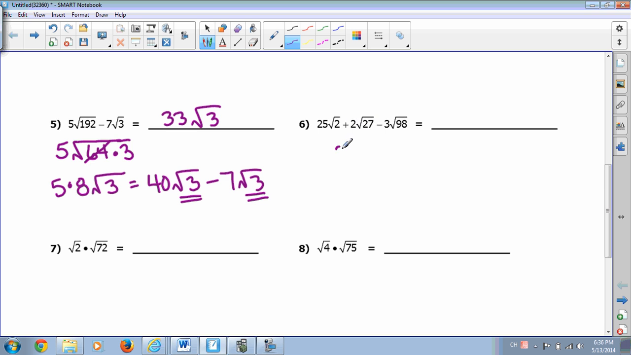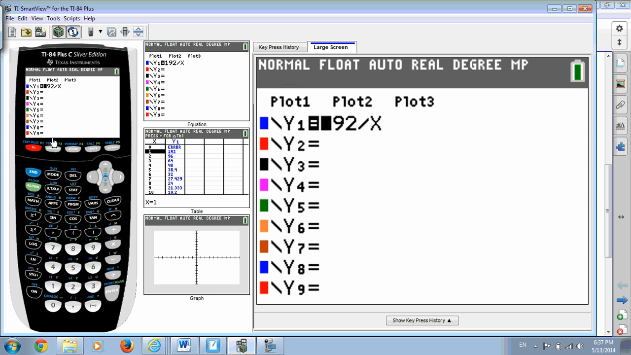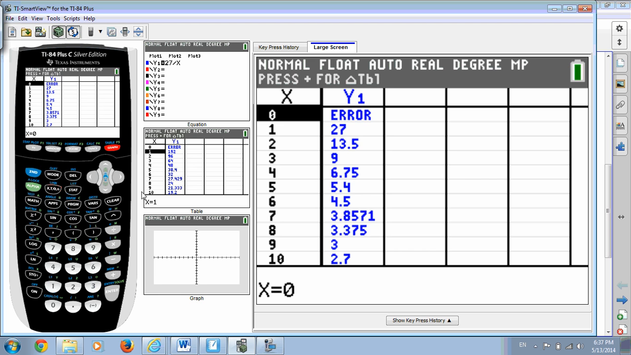Let's start with 2 square root of 27. We need to find the biggest perfect square that goes into 27. So let's go to our calculators, go back to y equals, and type in 27 divided by x. Now go to your table, second graph, and we need to find the biggest perfect square. 2 and 13.5, that doesn't work. 3 and 9, that does work because 9 is a perfect square. And that's the biggest one we're going to have on our list.